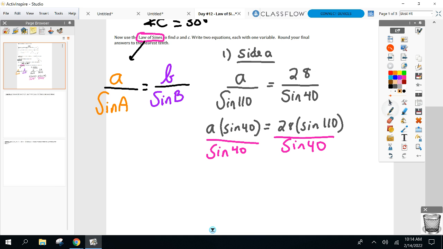And there you go. That's what I'm going to be plugging in my calculator right now, in a fraction template or separately, it's up to you. 28 times the sine of 110, and I'm going to divide that by the sine of 40. Cross multiply, divide by sine of 40, and make sure I look at the rounding directions.